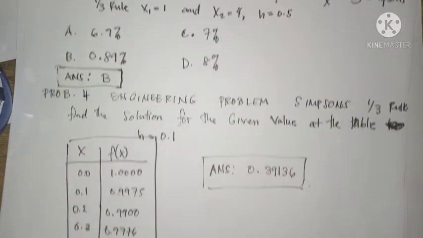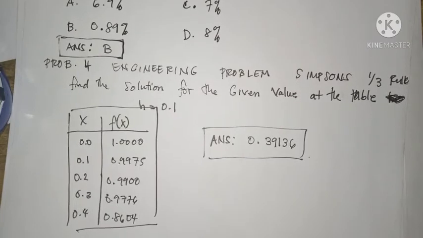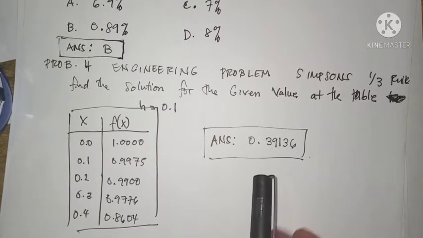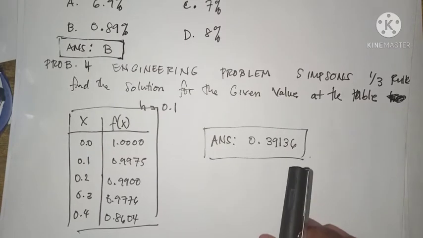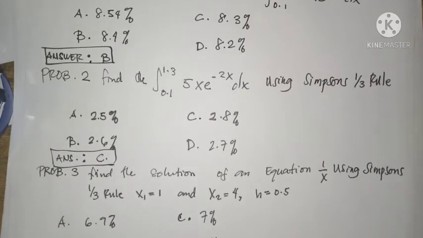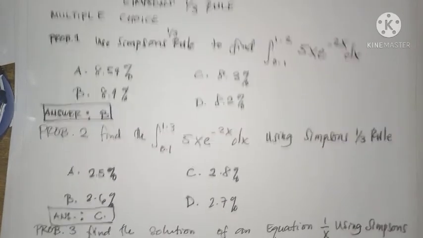So for problem number 4, engineering problems, Simpson's one-third rule, find the solution for the given values in the table. So h is 0.1, and this is the table. And then the answer will be 0.39136. So the solutions for all of these problems will be as follows.